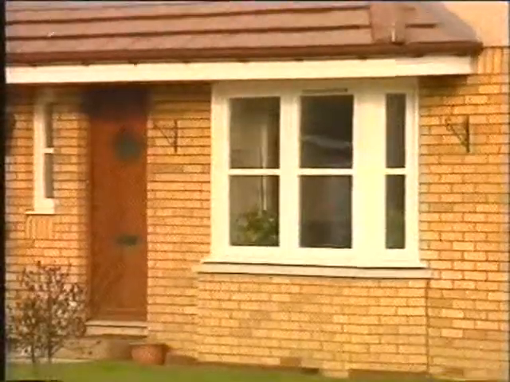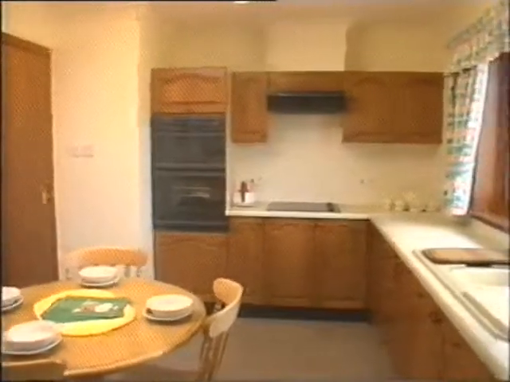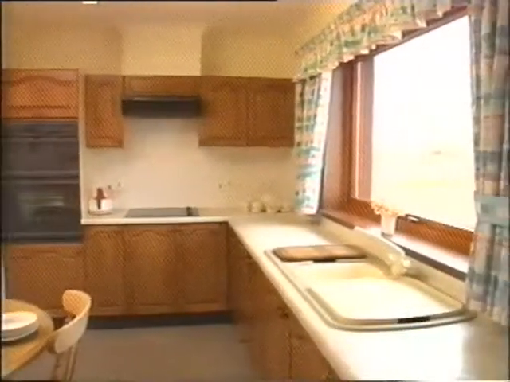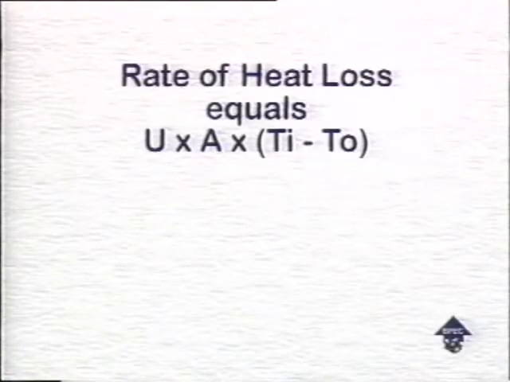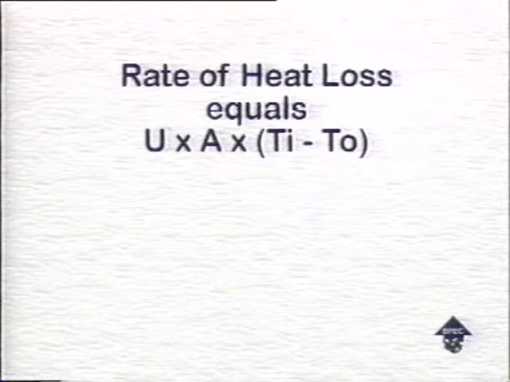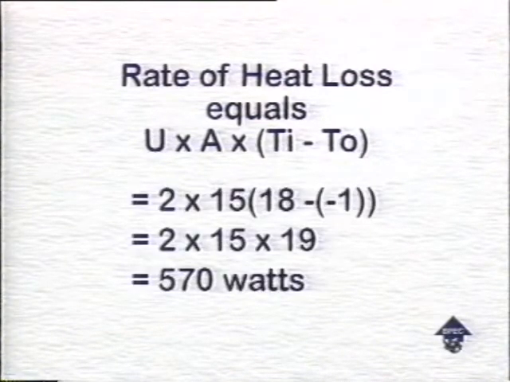To get the rate of heat loss in watts, we multiply the U value by the area through which the heat is passing in square meters. Then we multiply that figure by the difference between the outside and inside temperatures in degrees Celsius. In this equation, A is the area, Ti is the interior temperature, and To the outside temperature. If, for example, we take a U value of 2 and an A value of 15 and a Ti minus To factor of 19, we get a rate of heat loss of 570 watts.